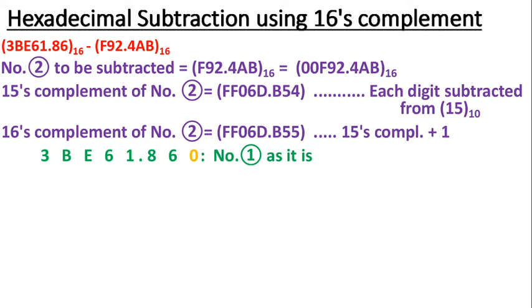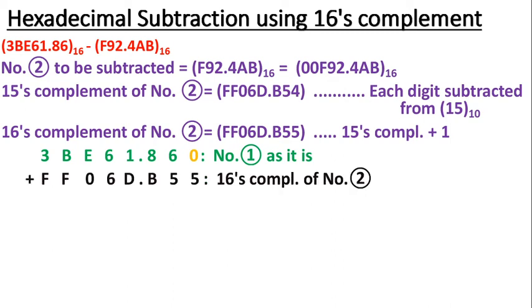There is a minor change here. I have appended one 0 on the extreme right so as to make 3 digits on the right side of the hexadecimal point, because my second number also has 3 digits. So I am making it 3 digits just by appending one 0 to number 1. Otherwise the rest of the number remains the same. The 0 is shown in a different color, yellow. And then the 16's complement of number 2 will be added to it.